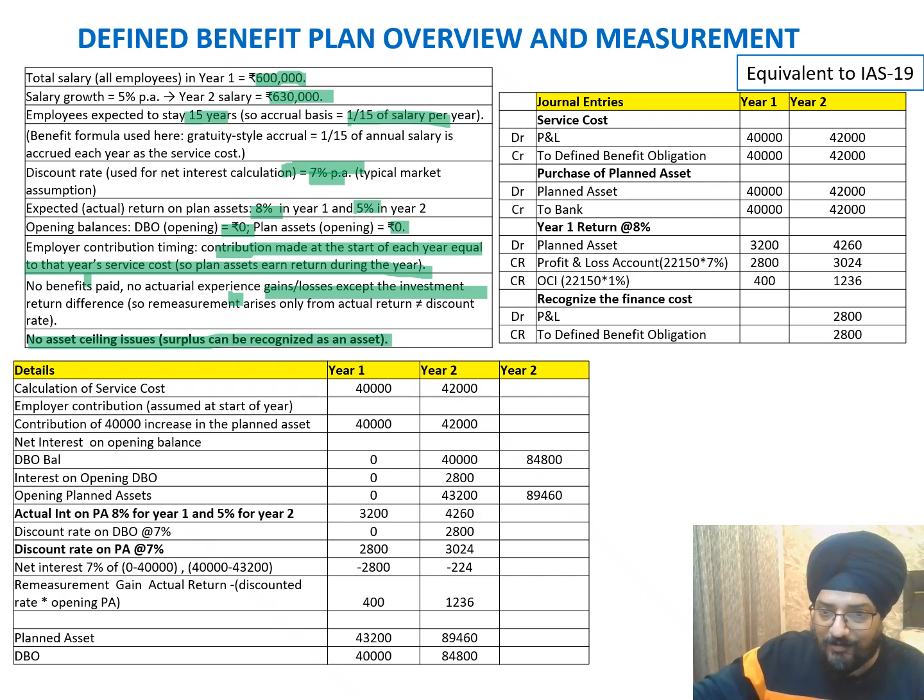So we are assuming there is no asset ceiling, which means that if at all we have a situation wherein our net asset, our plan asset, is more than our defined benefit obligation, then the entire amount will be shown as a net asset. So we have shown this on a year-on-year basis.